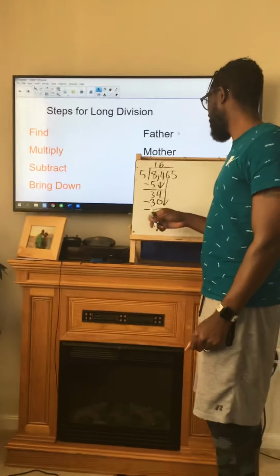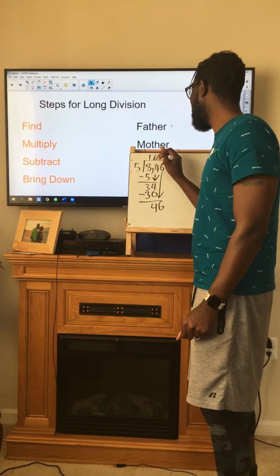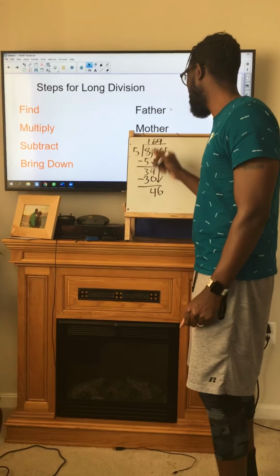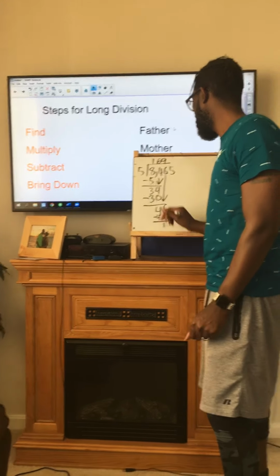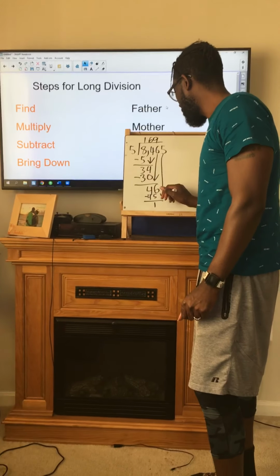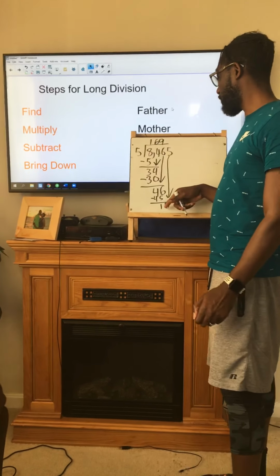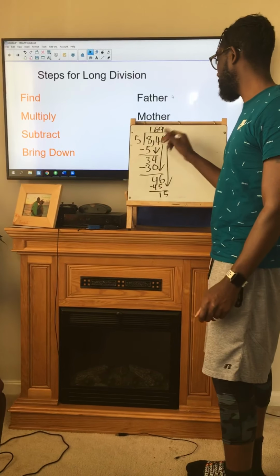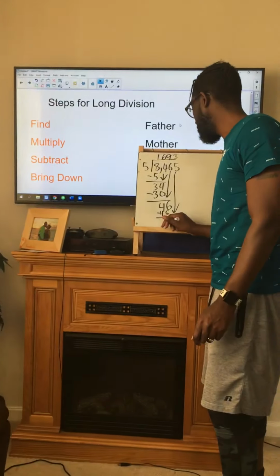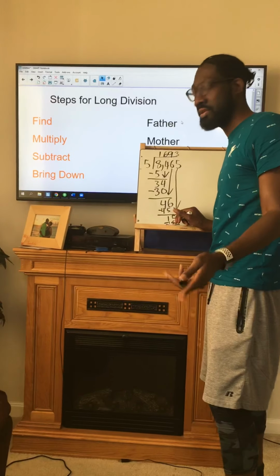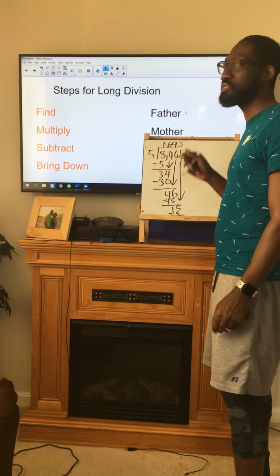5 I can make. Out of 46, 5 can go into 46 9 equal times. 9 times 5 equals 45. Subtract gives me 1. Big brother says bring down that 5. Now I want to see how many equal groups of 5 can go into 15. That's 3 equal groups. 3 times 5 gives me 15. Subtract. 15 minus 15 is 0. Nothing left to bring down, so that means I'm finished with my problem.